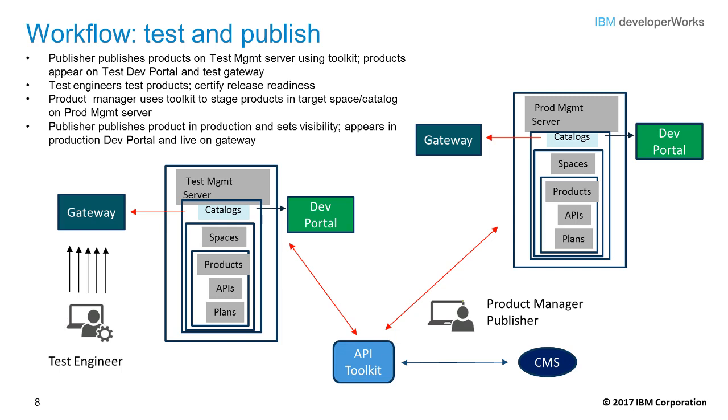This also allows the test engineers to test the APIs and products both through the test gateway and through the test dev portal, just as if it was a production environment. Once the test phase has completed and any changes to the API or other code have been tested, the publisher then moves it to production.